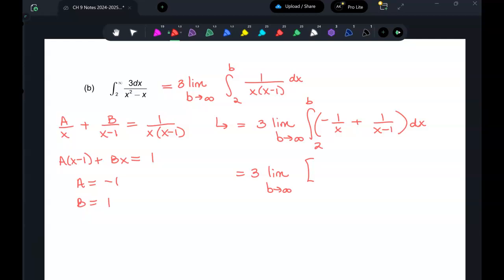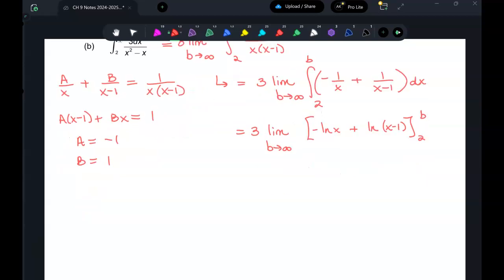Okay, so now we're going to evaluate. That's going to be negative natural log of X, plus natural log of X minus 1, from 2 to B. I don't bother putting any absolute value because our limits of integration are all positive.